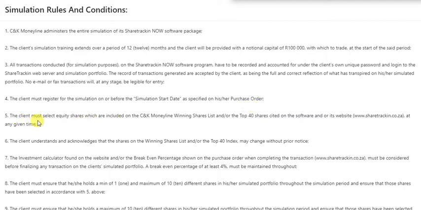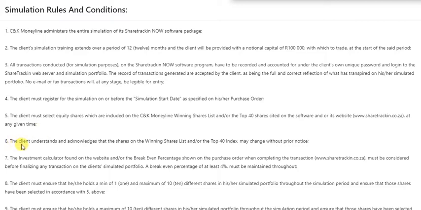5. The client must select equity shares which are included on the C&K Moneyline winning shares list and or the top 40 shares cited on the software and or its website, at any given time. This means that we will only allow shares on the top 40 and the winning shares list to be bought and sold unless it was a recommendation from one of our ShareTracken gurus.